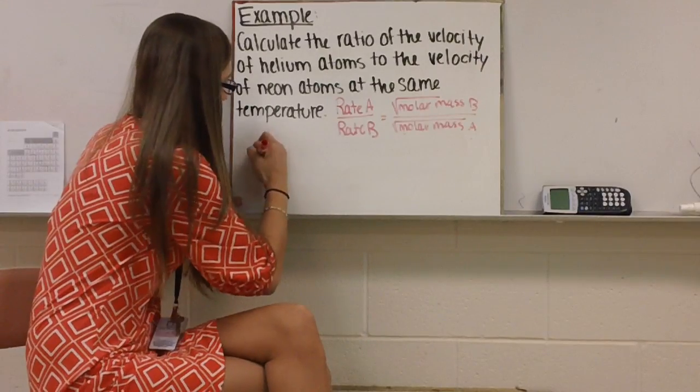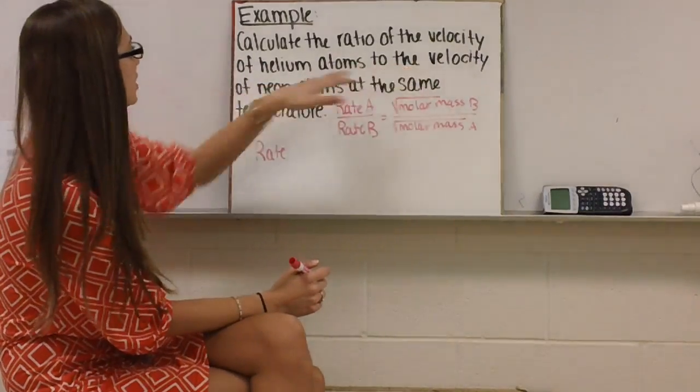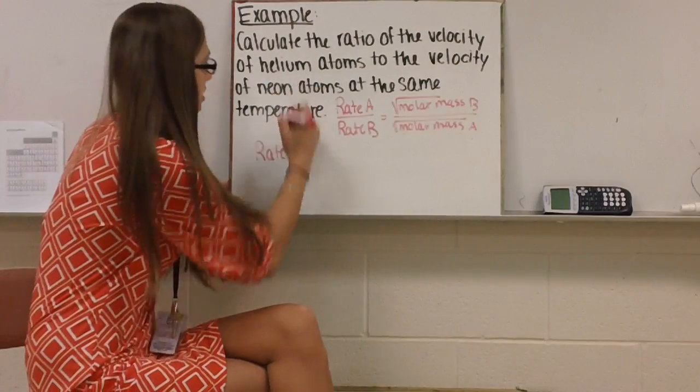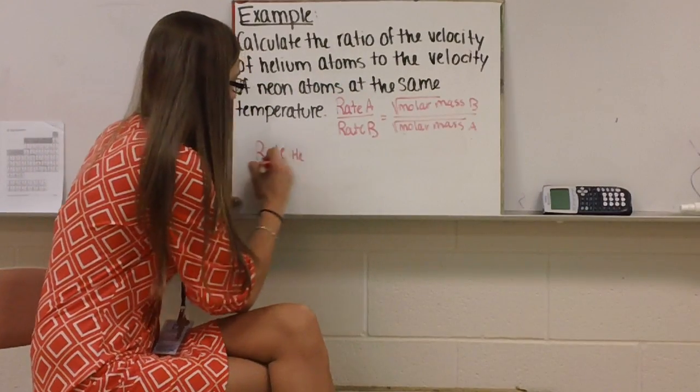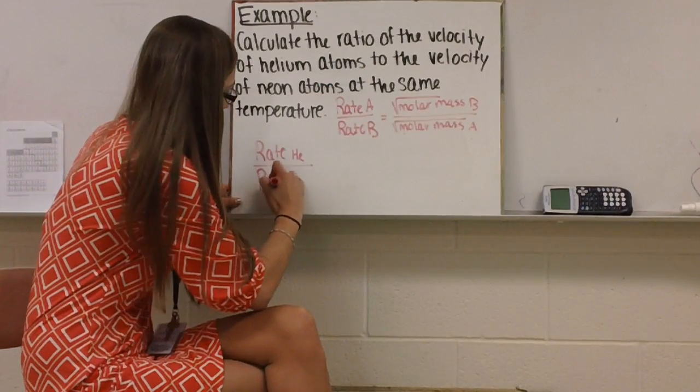So our rate, so here it says calculate the rate of velocity of helium atoms, so helium is going to be our A, to the velocity of neon atoms, so neon is going to be our B.